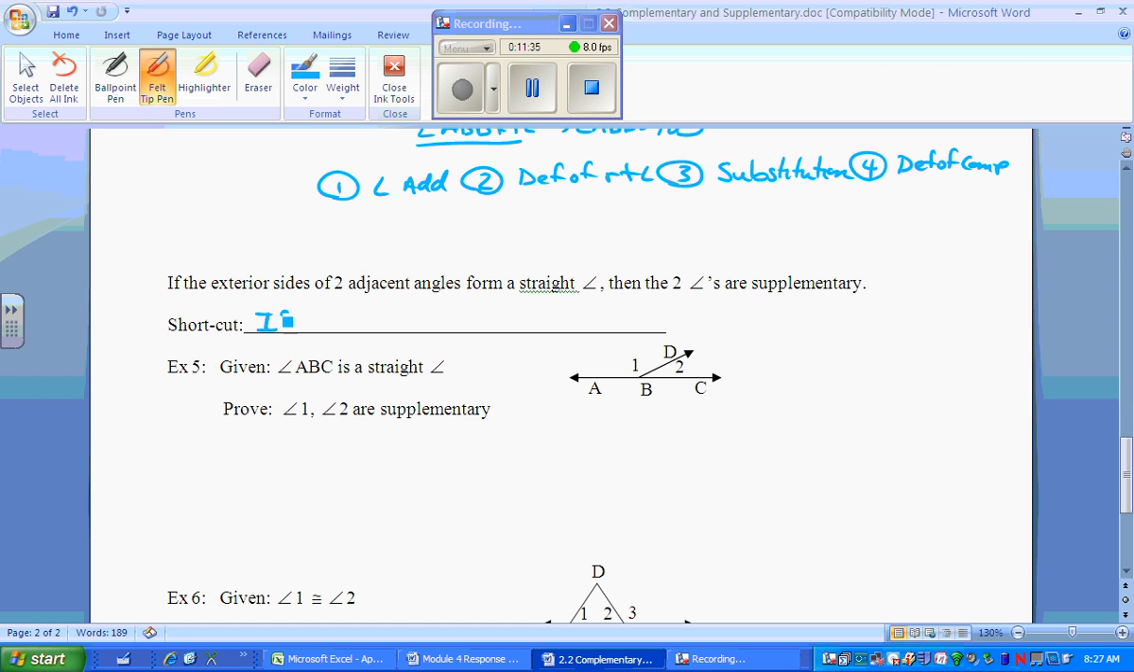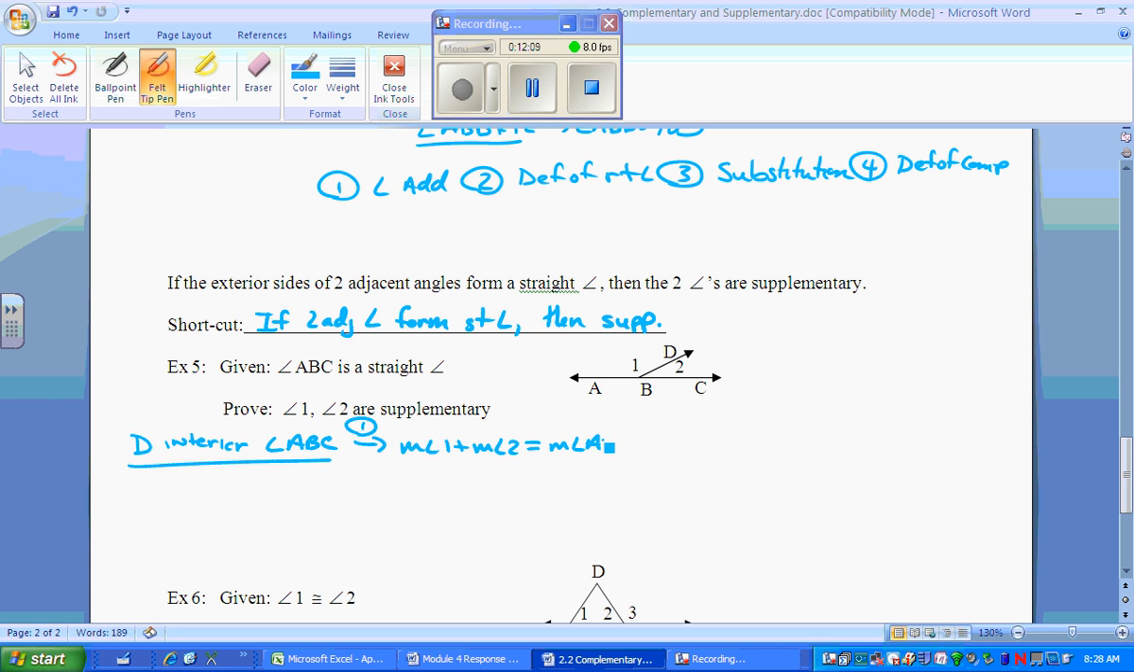So what does it look like? In our proof we can use: if two adjacent angles form a straight angle, then they're going to be supplementary. So let's do this proof. It's very similar to the one above, so we'll still have to do that addition idea. So we've got 1 is interior to angle ABC, underline it. We know that the measure of angle 1 plus the measure of angle 2 is equal to the measure of angle ABC.